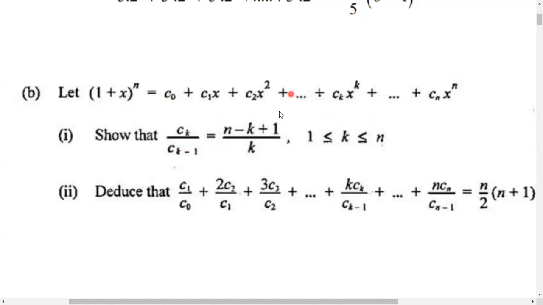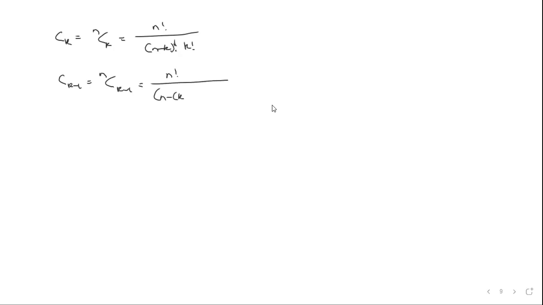And then it's just a bit of algebra work for part 1. So let's do that. So noting, of course, that ck is nCk, which is n factorial over n minus k factorial, k factorial. Then ck minus 1 is nCk minus 1, which is n factorial over n minus k plus 1 factorial, k minus 1 factorial. So once you expand the brackets, it works out this way.